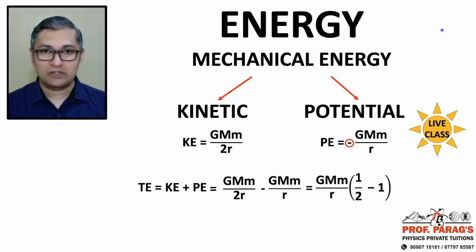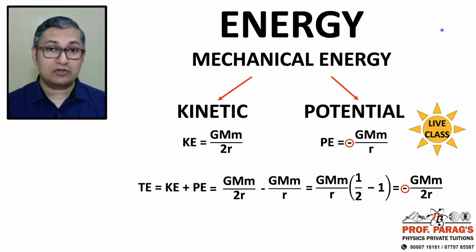So half minus 1 is going to give me minus half, which basically gives me the total energy as minus G capital M small m divided by 2 times small r. Okay. So if you look at all the forms of energy, this negative sign is what we need to discuss now. The potential energy is negative, the total energy is also negative. So what does this negative sign indicate here?